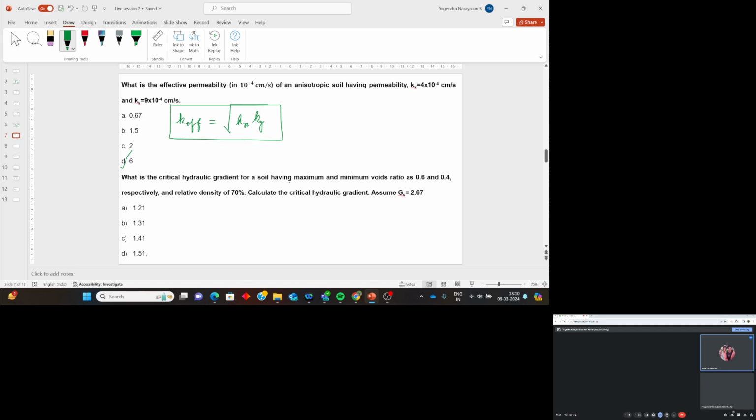What is the critical hydraulic gradient for a soil having maximum and minimum void ratio as 0.6 and 0.4 respectively and relative density of 70%? Calculate the critical hydraulic gradient. Assume GS equal to 2.67. Can you do it? Yes, sir.